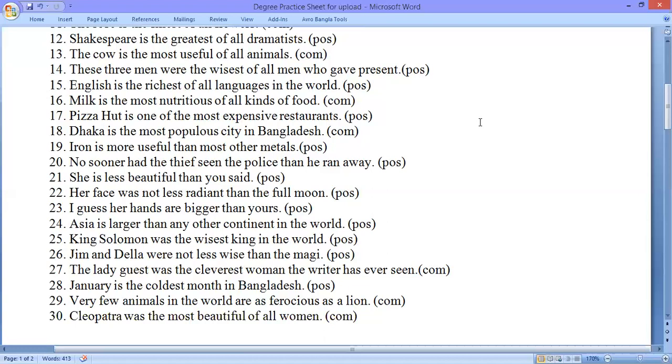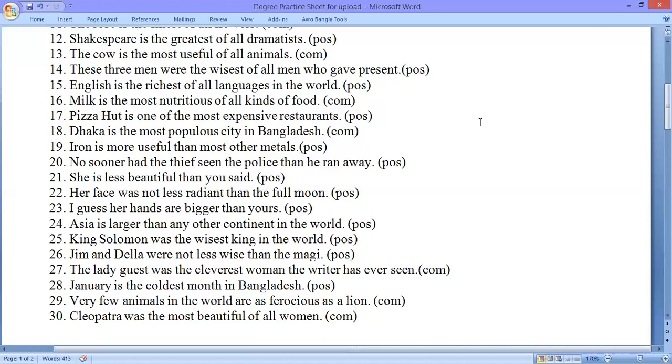This is question number 27. The question is, the lady guest was the cleverest woman the writer has ever seen. We shall have to make this comparative. If you look at the question, we can see that it has come from the first rule of degree. So we need to use the comparative form, then we need to use than any other in the middle. The solution is, the lady guest was cleverer than any other woman the writer has ever seen. I'm repeating, the lady guest was cleverer than any other woman the writer has ever seen.